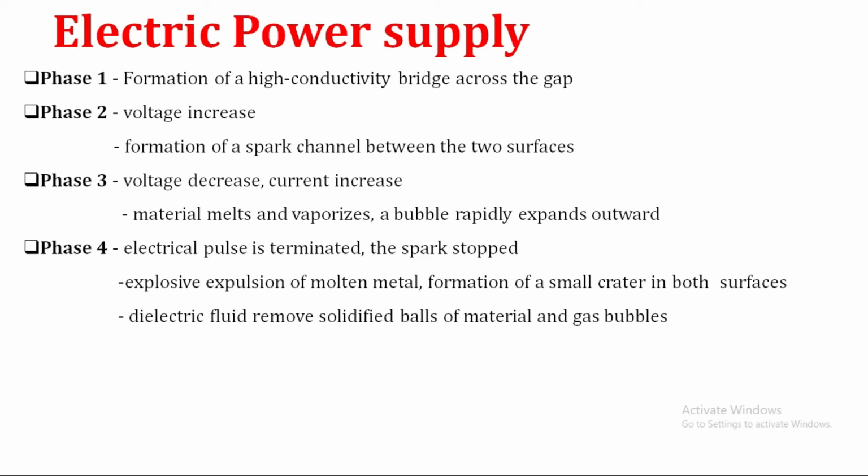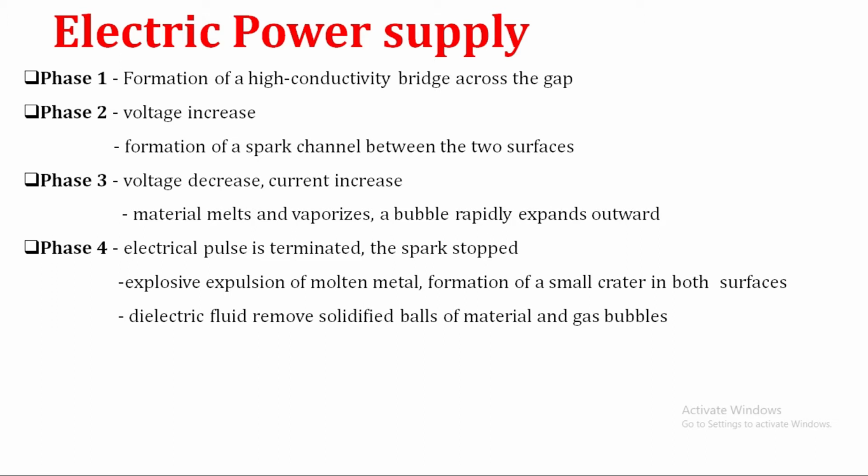Second phase is what? You want to increase the voltage and then afterwards create the spark channel in between the electrode and the workpiece. That is phase number two. Phase number three is what? Decrease the voltage, increase the current. What is the reason for that? We want to reduce the voltage and increase the current, which means we want to remove the material from that workpiece because of the high heat which will be produced in the gap between the electrode and the workpiece. So the material melts and vaporizes.